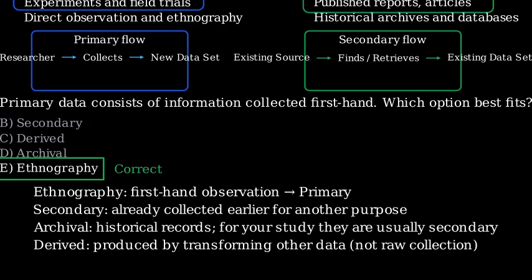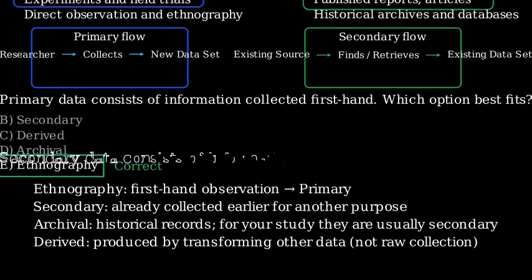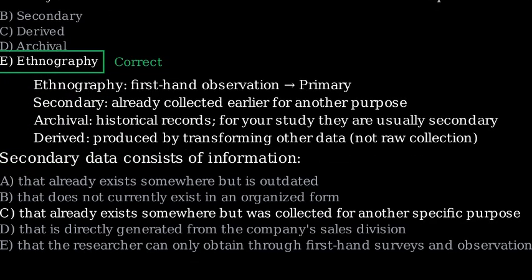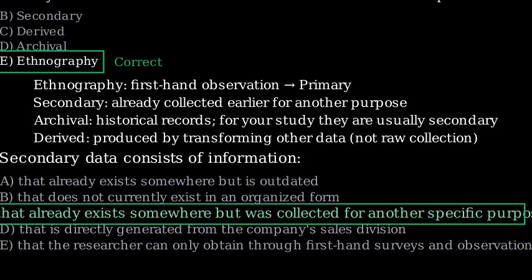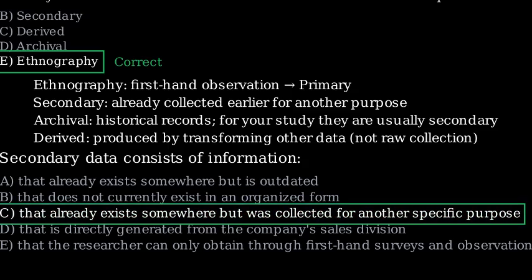Second question. Secondary data consists of information that is which of the following? A. That already exists somewhere but is outdated. B. That does not currently exist in an organized form. C. That already exists somewhere but was collected for another specific purpose. D. That is directly generated from the company's sales division. E. That the researcher can only obtain through first-hand surveys and observation. The best description is option C, that already exists somewhere but was collected for another purpose.